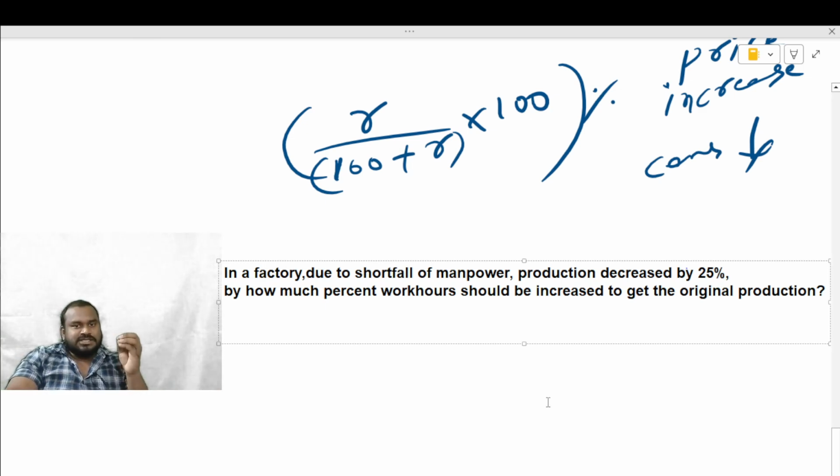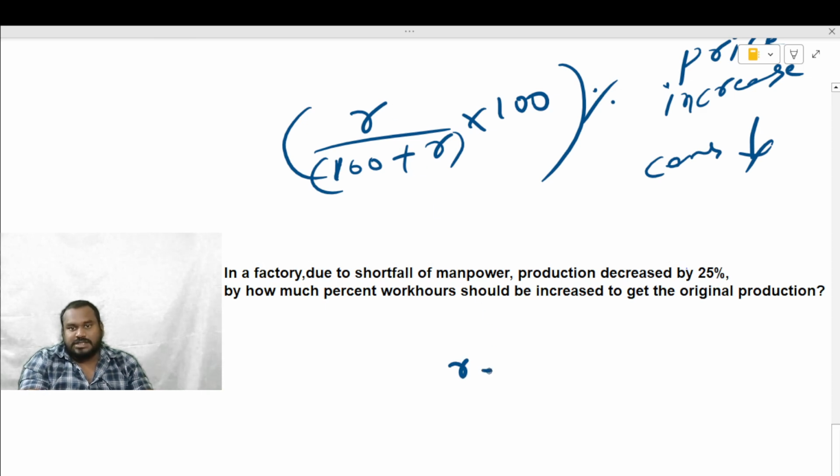So it is like the same: price increased, consumption decreased. Okay, price reduced, consumption has to be increased. The same formula you can use here also. So here R is nothing but 25%. Within one step you can do this.